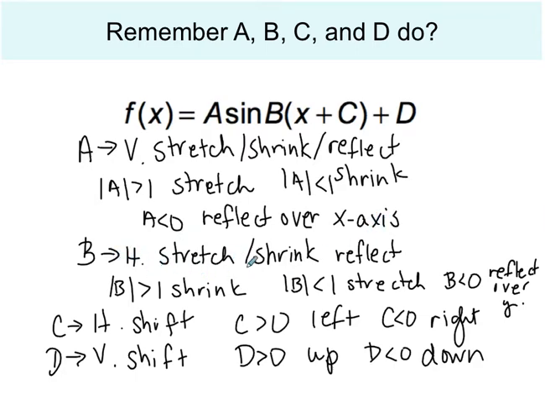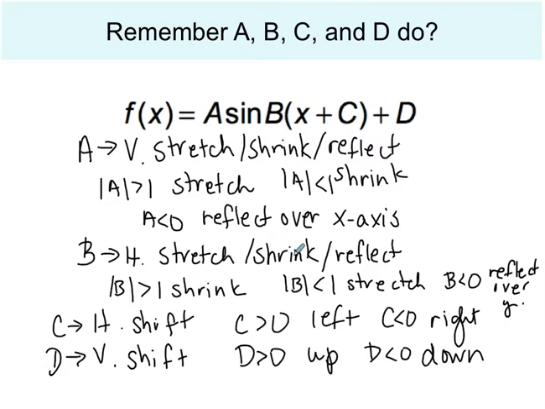And then B is our horizontal stretch, shrink, and also reflect. If the absolute value of B is greater than 1, it causes it to shrink horizontally. If it's less than 1, it causes it to stretch horizontally. If it's less than 0, it causes it to reflect over the y-axis. C is your horizontal shift. If C is greater than 0, it shifts it to the left. If C is less than 0, it shifts it to the right. And D is my vertical shift. If D is greater than 0, it shifts up. If D is less than 0, it shifts down.